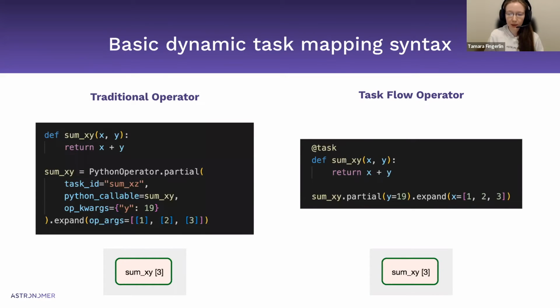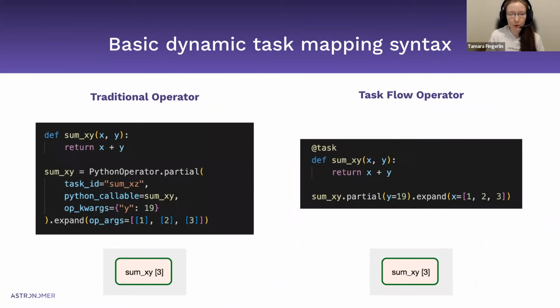After it has run, it shows the 3 in the brackets, which means the last time this task ran, it had 3 mapped task instances. We can do the exact same thing with traditional operators too. On the left-hand side, you can see the Python operator. Here we have to pass the task ID and the Python callable explicitly. And we pass in 19 for y again with the op_kwargs parameter, which again stays the same for every map task instance.